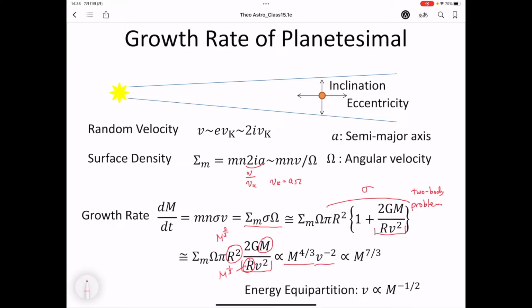So we consider that energy equipartition is maintained between the planetesimals. M is the mass of the planetesimal. If you consider only the small planetesimal following this, for the larger planetesimal v is proportional to m to the minus 1/2. So you can use that energy equipartition between the planetesimals is satisfied. Then you can substitute this expression here. Then the growth rate is proportional to m to the 7/3.